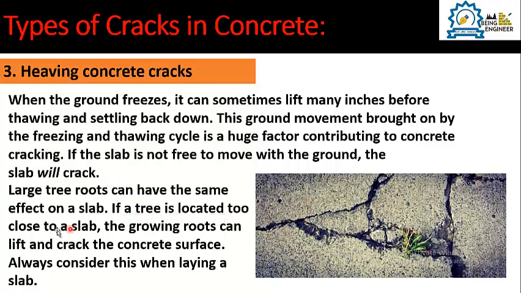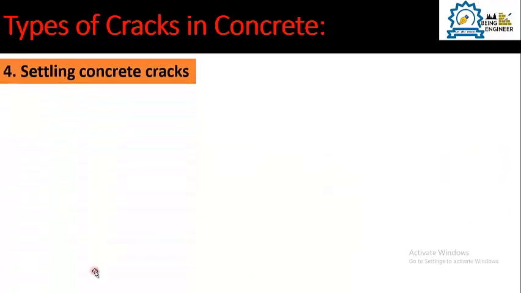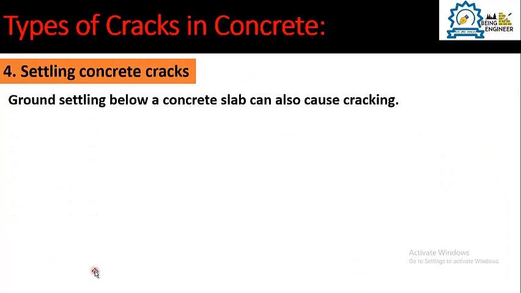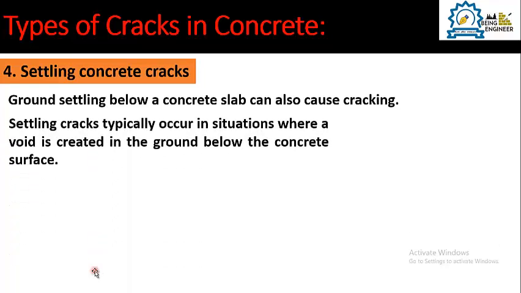If the tree is located too close to a slab, the growing roots can lift and crack the concrete surface. Always consider this when laying a slab. Number 4 type is settling concrete cracks. Ground settling below a concrete slab can also cause cracking. Settling cracks typically occur in situations where a void is created in the ground below the concrete surface.